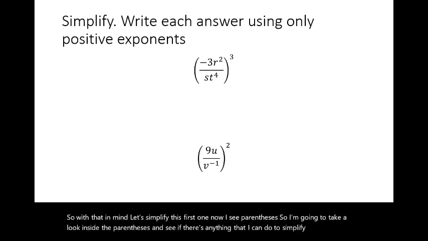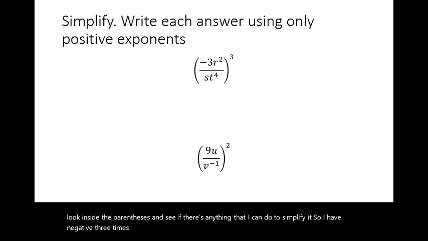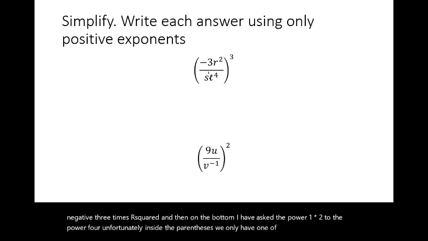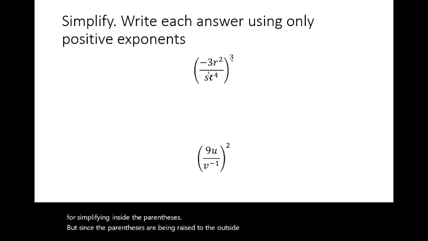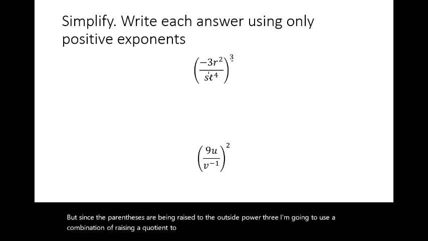So I have negative 3 times r squared, and then on the bottom I have s to the power 1 times t to the power 4. Unfortunately, inside the parentheses, we only have one of every base. We have negative 3, we have r, s, and t. So since all of the bases are different, there's really nothing to do for simplifying inside the parentheses. But since the parentheses are being raised to the outside power 3, I am going to use a combination of raising a quotient to a power and raising a product to a power.